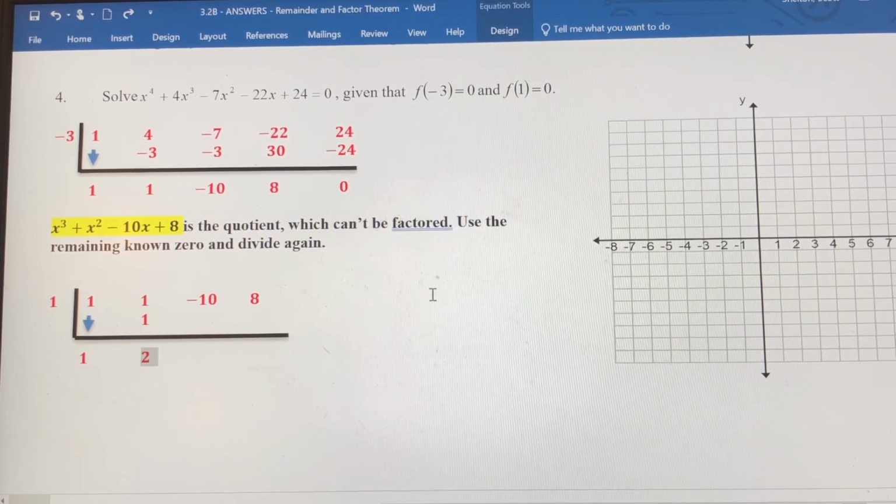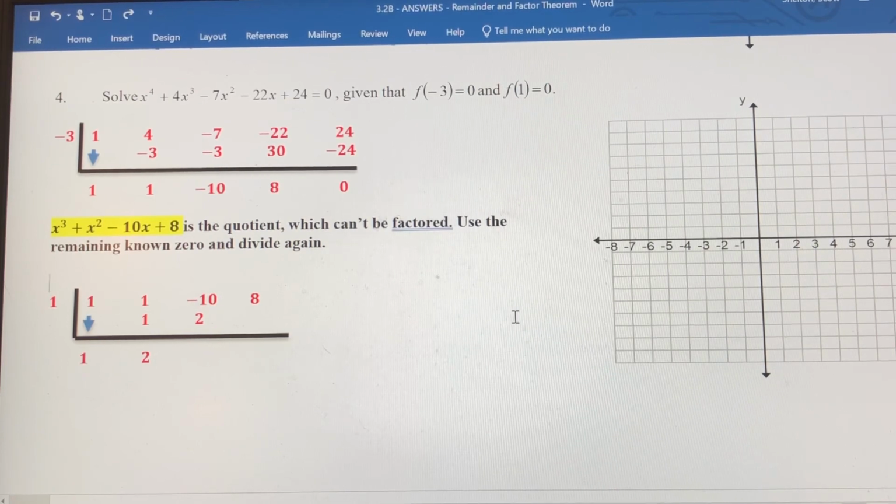Multiply 1 and 2, that gives me positive 2. Add these two values together, I get negative 8. And 1 times negative 8 is negative 8. Again, because 1 is a 0, I should get a 0 remainder here, and I do. So this is going to be a quadratic expression.